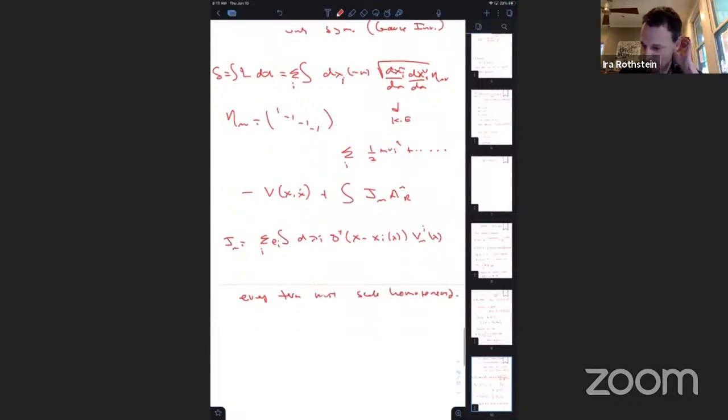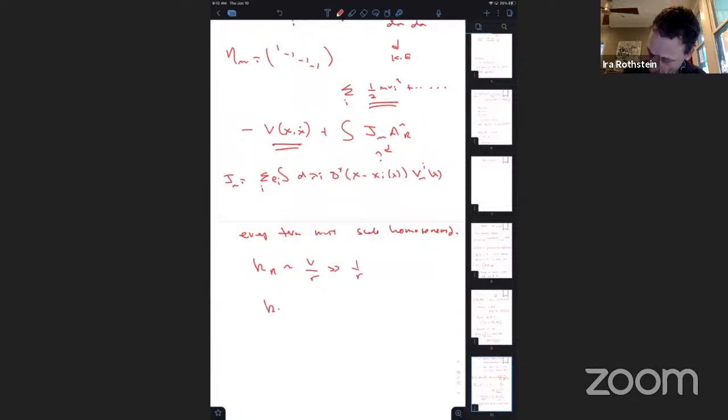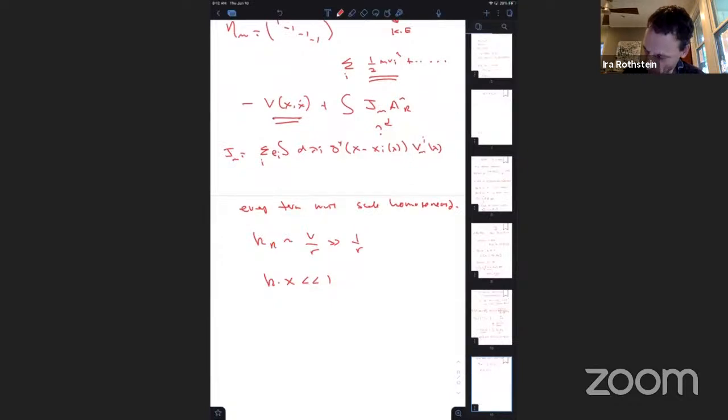Okay, and at this point, these terms we know scale homogeneously, and we could certainly expand this so each term scales homogeneously, but what about this guy? So we said that the wavelength of the radiation, so k radiation, goes like v over r, which is much, much greater than 1 over r. So our dipole expansion tells us that this has to be much less than 1. Right? So we have to multipole expand.